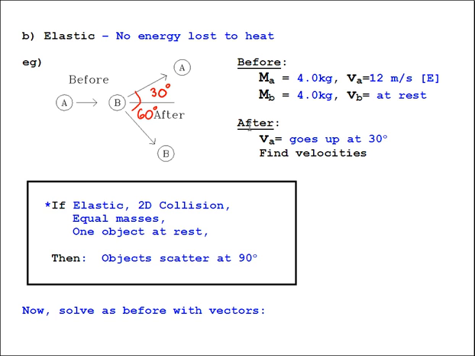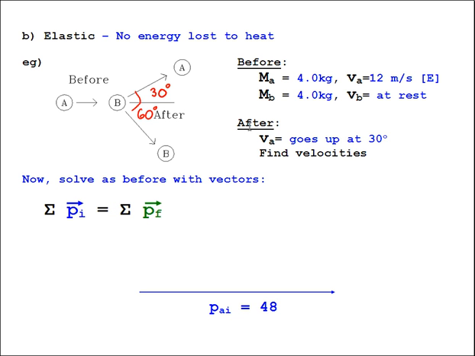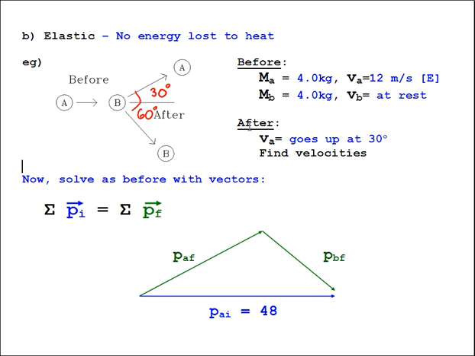I would do a vector picture. I would say, hey, initially there's just the 4 times the 12, the 48. And then there are 2 momentums afterwards. And this is a really easy one because those 2 green momentums actually meet at a 90-degree angle. So when we drop in all the angles we know, then this one, you don't even need the sine law or the cosine law. You can just do SOHCAHTOA.